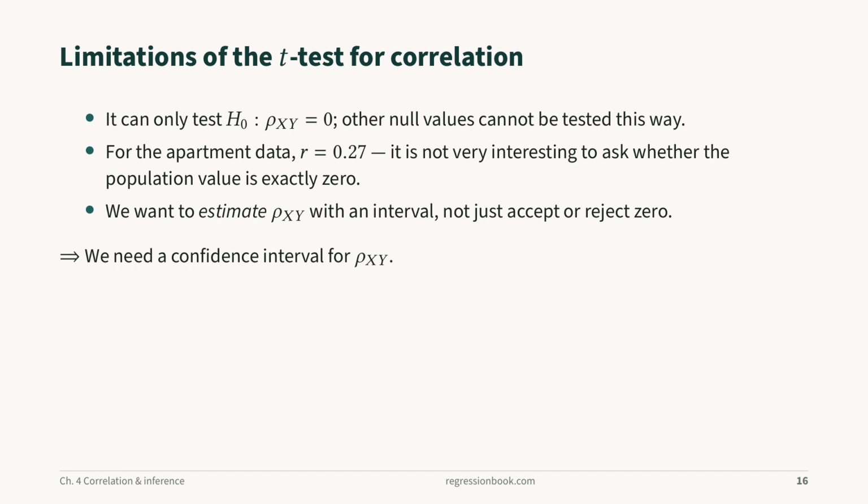Before celebrating, note the t-test's limits, which this page states plainly. It can only test the null of exactly zero correlation. Other null values cannot be tested this way. For the apartments, with a correlation of 0.27, whether the population value is exactly zero is not a very interesting question. What we want is an estimate with an interval around it, and that requires the chapter's second tool.